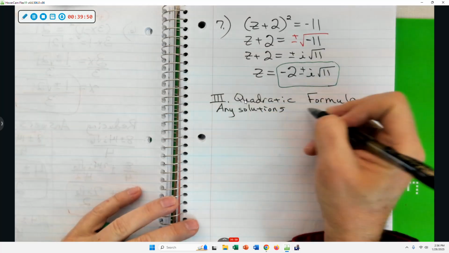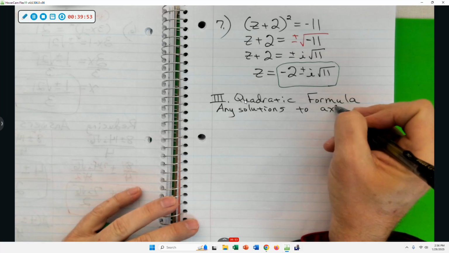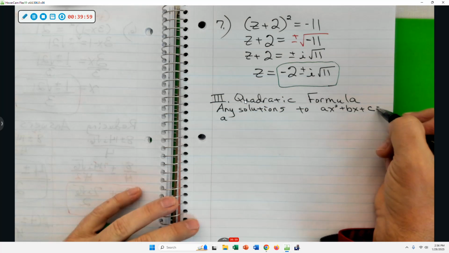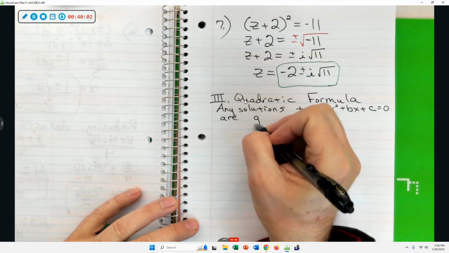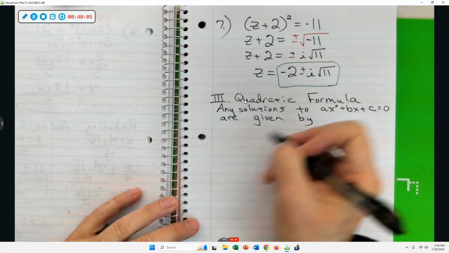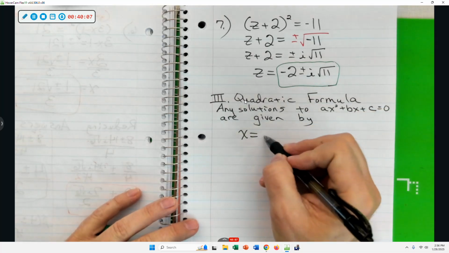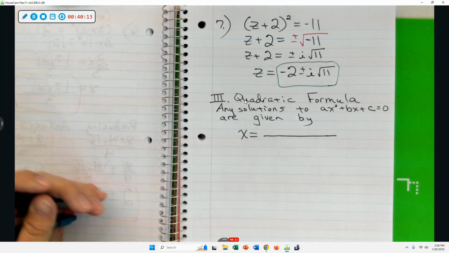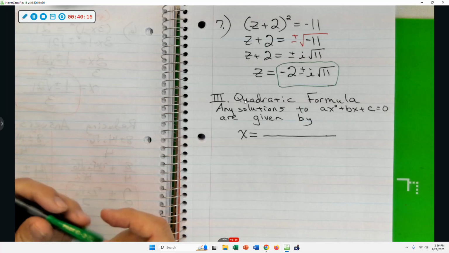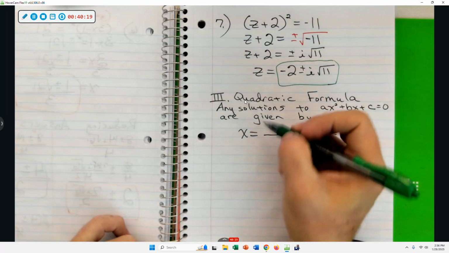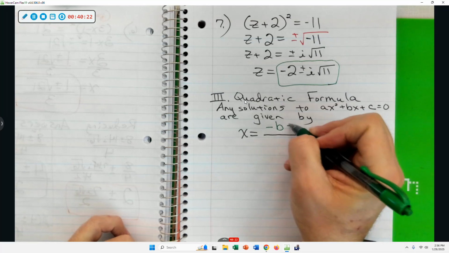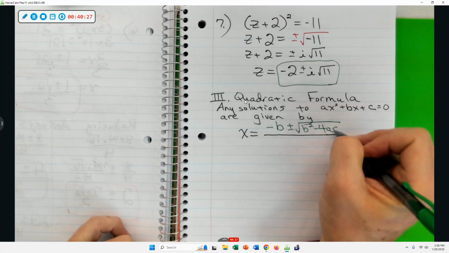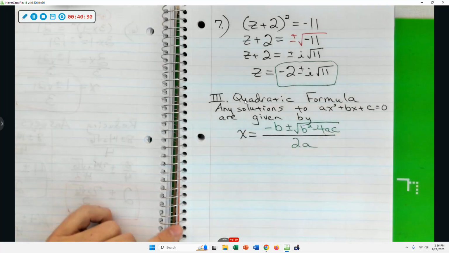Any solutions to the quadratic equation ax squared plus bx plus c equals 0, thank you, are given by x equals... What he's about to write is what some people think of as the quadratic formula. If someone walked up to you and said, tell me the quadratic formula, what they want you to say is right here, what he's about to write. It's the opposite of b plus or minus the square root of b squared minus 4ac all over 2a.